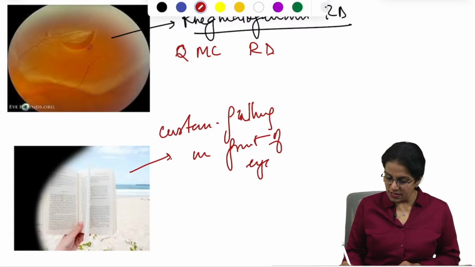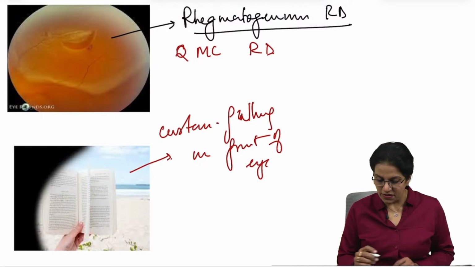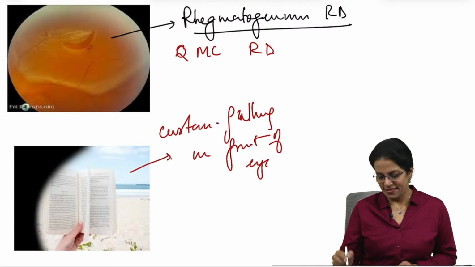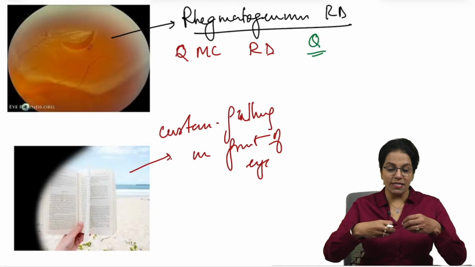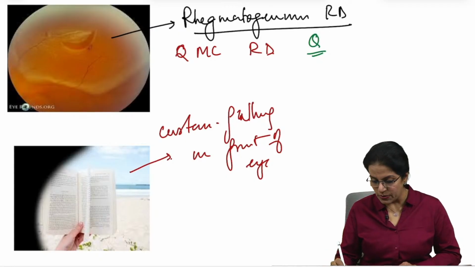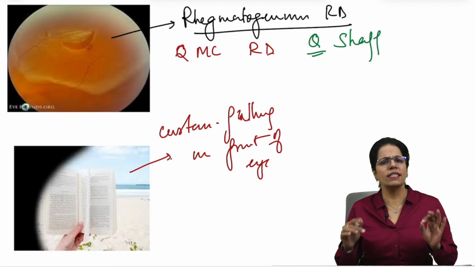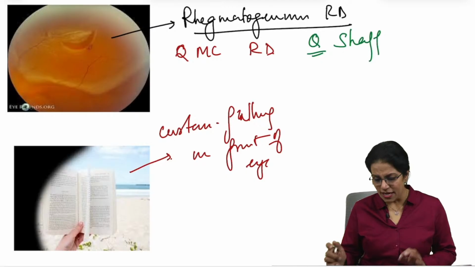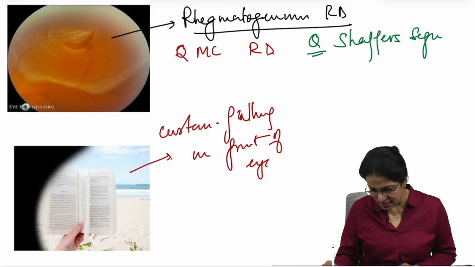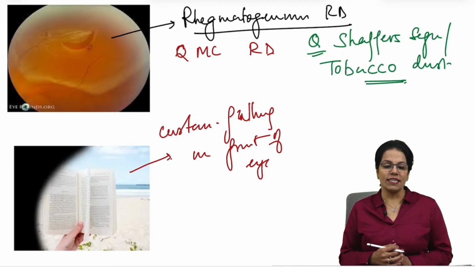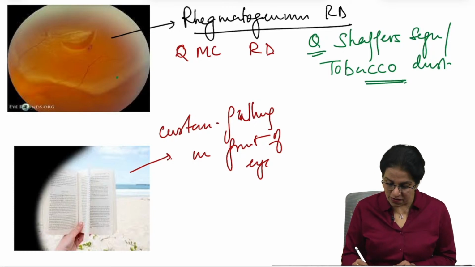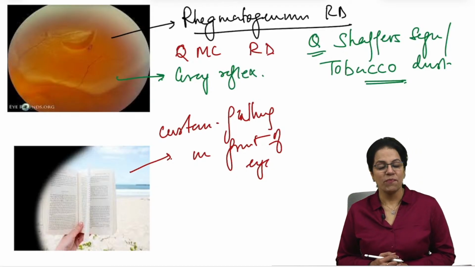Once you know this, any other question we want to discuss on rhegmatogenous? Yes, and that is Shafer's sign. Whenever there is a retinal break, there is pigment dispersion, and that pigment disperses in the vitreous, and that is what is called tobacco dust or Shafer's sign. It's a sure sign that there has been some retinal break. Shafer's sign is asked in the exam, also called tobacco dust. So these are 3 very, very important questions on rhegmatogenous retinal detachment. Of course, you will get a break, you get a gray reflex, and other features we all know. Okay.